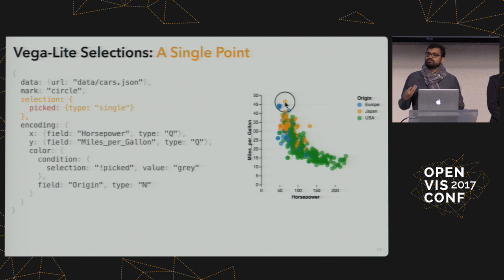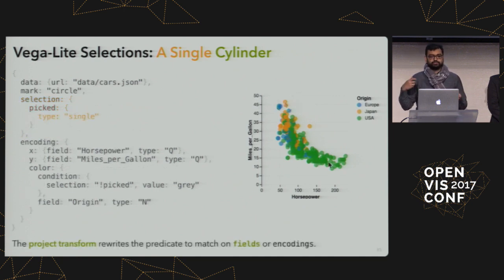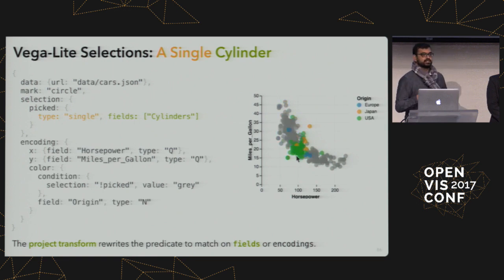And as a data analyst, we might have a question of, well, how does the number of cylinders a car has play into this trend that I'm seeing with miles per gallon and horsepower? I can answer that question by invoking something called a project transform. And what the project transform does is it rewrites the predicate function the selection uses so that when I click a particular point, all the other points that share the same number of cylinders are highlighted as well.